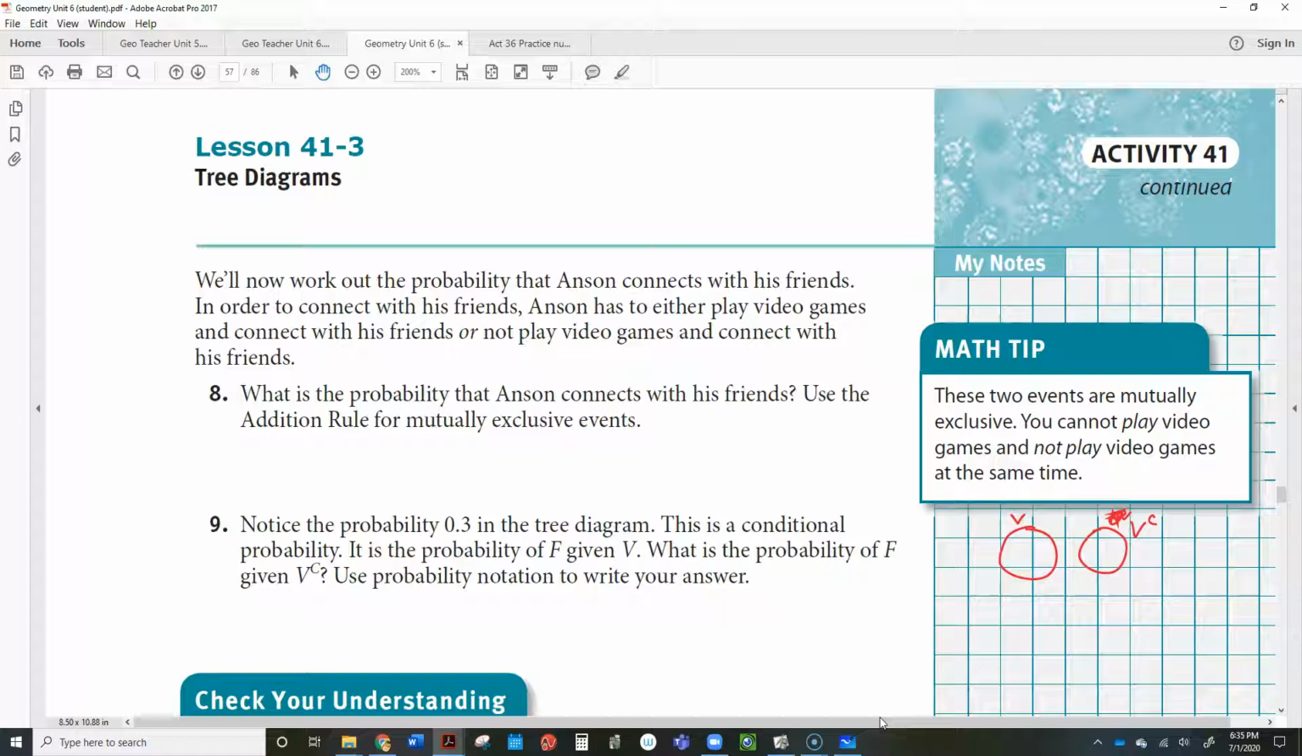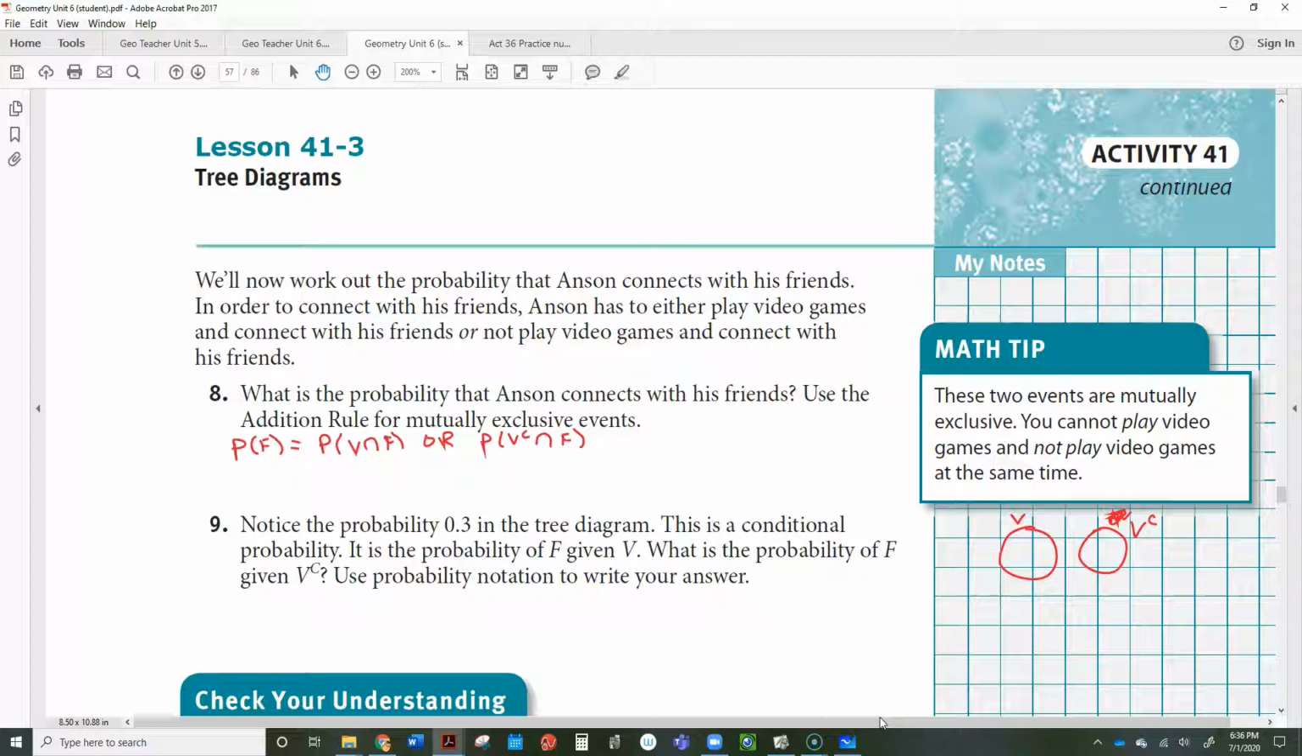So they would be completely mutually exclusive. Two circles in a Venn diagram that do not intersect are mutually exclusive. Okay, so in order to find the probability that he connects with friends, we have to consider two things. We have to consider the probability that he plays video games and connects with friends, or he does not play video games and then connects with friends.